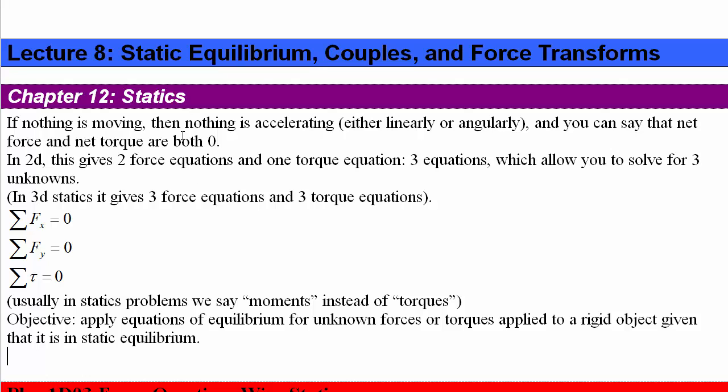Statics. If nothing's moving, then nothing's accelerating, either linearly or angularly. And so you can say that the net force and net torque are both equal to 0. In 2 dimensions, this gives 2 force equations and 1 torque equation, 3 equations total, which allow you to solve for the 3 unknowns. In 3D statics, it would give 3 force equations and 3 torque equations, because there's 3 possible dimensions for rotating about in 3D. So 6 equations total. We'll see some of that in a few of the problems that we're doing this year.